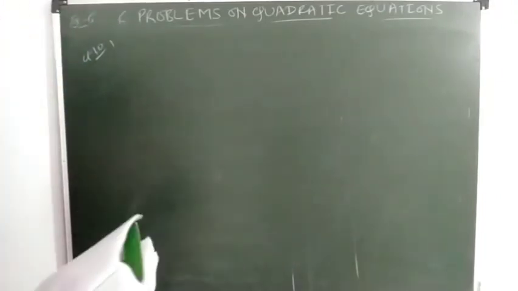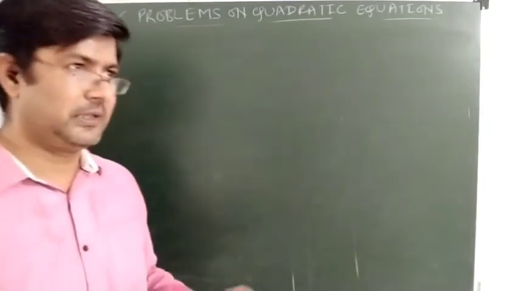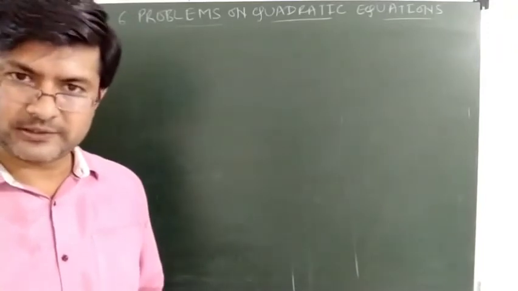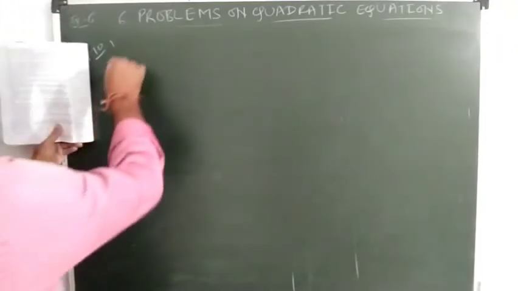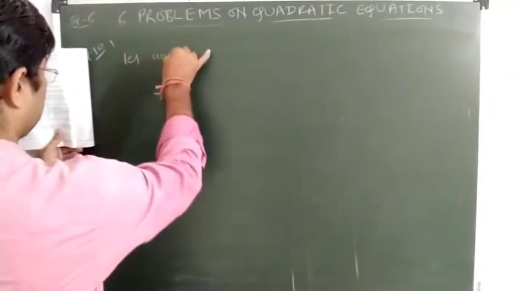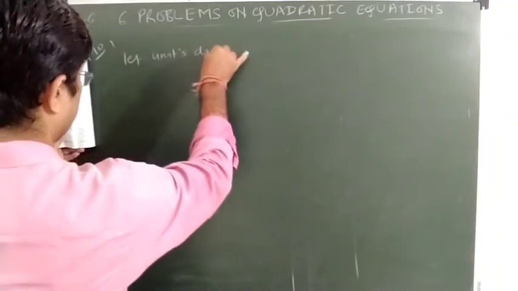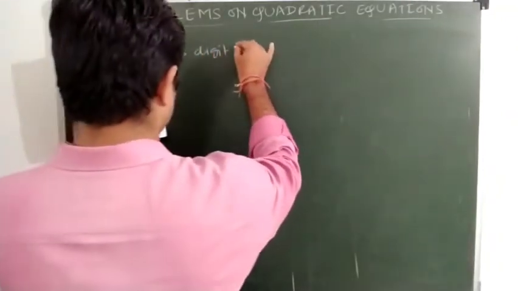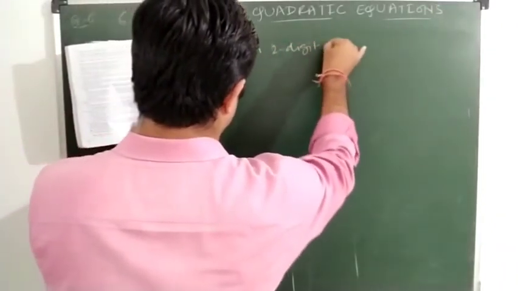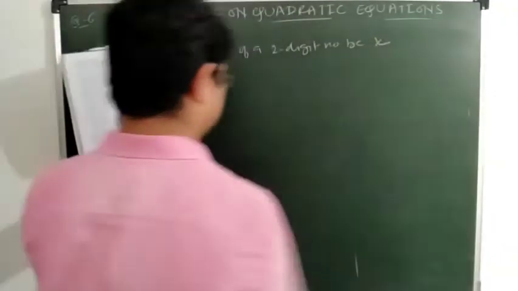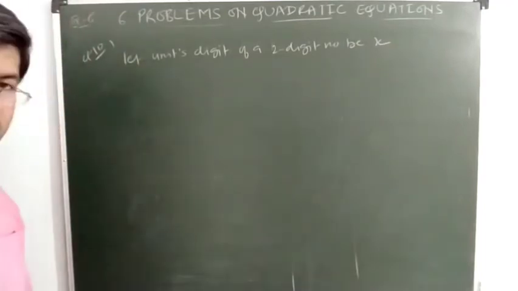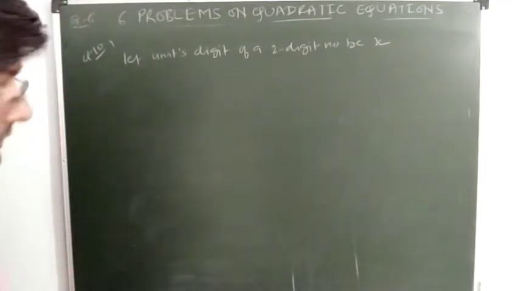Obviously we can consider, say, the tens digit to be x, or even you can take the units digit to be x. It is not a problem. Or let us consider that the units digit of the two-digit number be x. Clear? Either you take the tens digit or units digit, it does not make any difference. So units digit we have taken to be x.